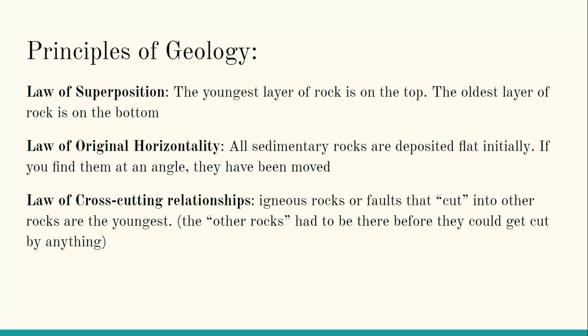The law of original horizontality means that all sedimentary rocks are deposited flat initially. And if you find them at an angle, then they've been moved. And the law of cross-cutting relationships is that an igneous rock or fault that cuts across other rocks is the youngest. So the other rocks had to be there before they could get cut by anything. This will make a little bit more sense as we go on.